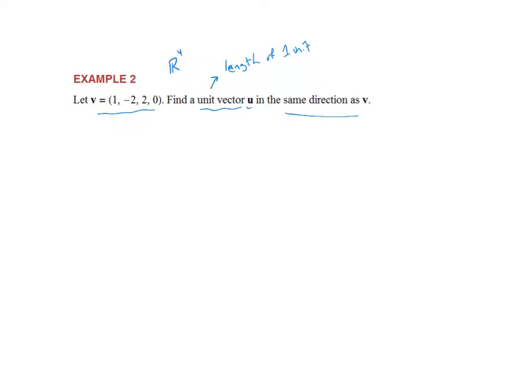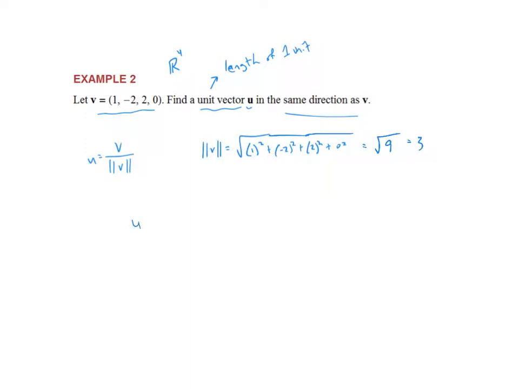Okay, so the way that we do that is we're going to take v, u is going to equal v divided by its length. V divided by the length of v produces a unit vector that points in the same direction. All right, so first we need to find the length of v, and to do that we take the square root of 1 squared plus -2 squared plus 2 squared plus 0 squared. And let me just finish that square root sign there. There we go. So that would be the square root of 4 plus 4 is 8 plus 1 is 9, which is 3.